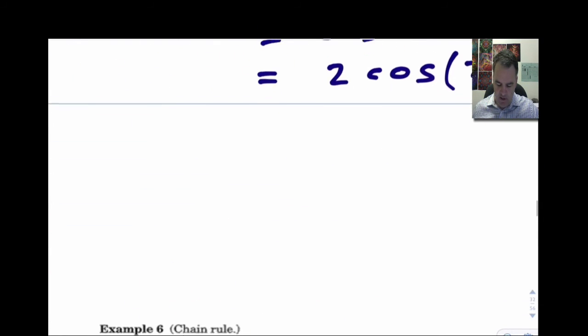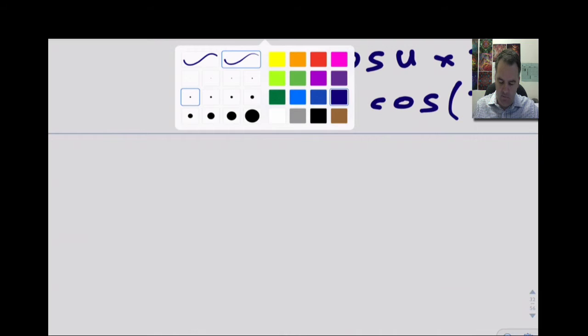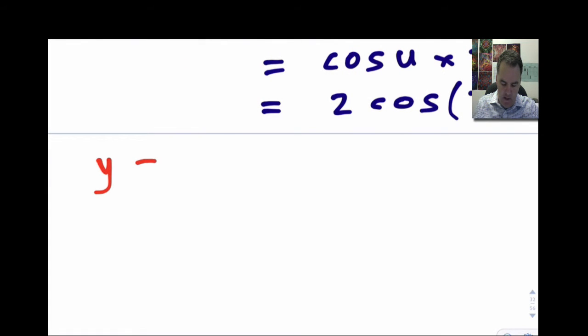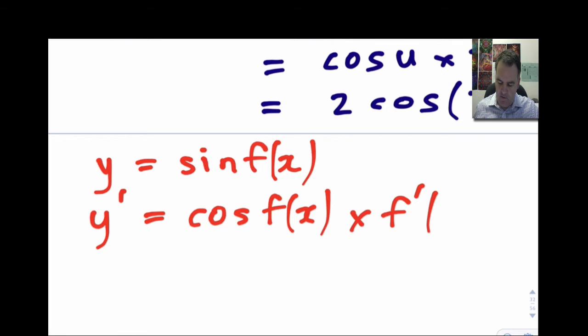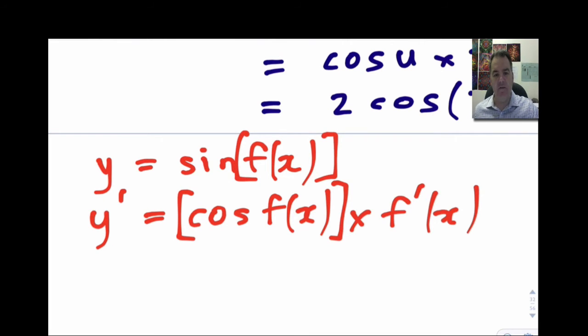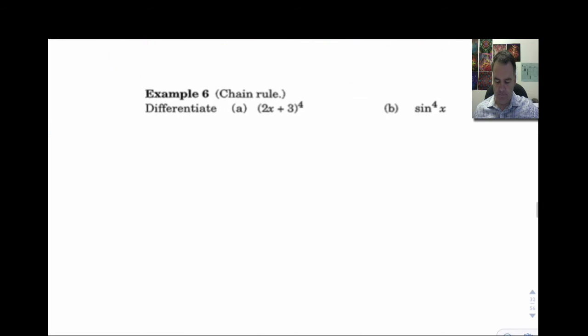So let me write a conclusion for that in red. If you have y equals sine of some kind of function of x, the derivative is cos of that function of x times f dash x. Okay, I'll just put brackets around that as well. So that's the formula that I'm using here for the chain rule for these trig functions, and the same thing applies for cos.